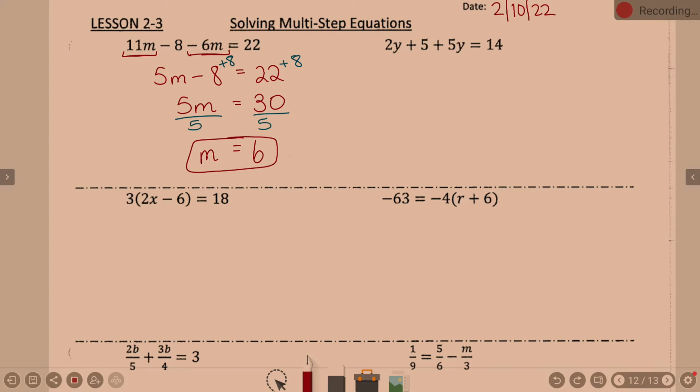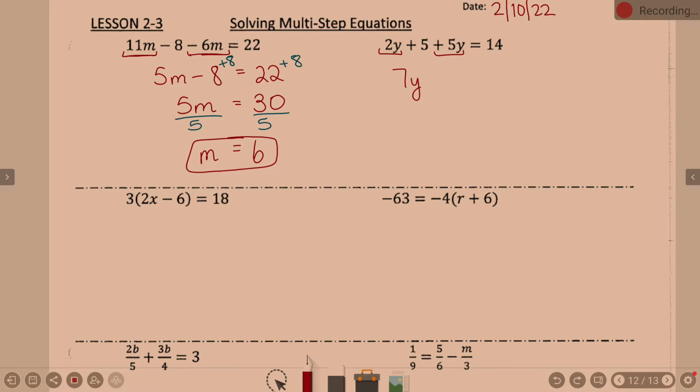Okay. Try this next one. 2y plus 5 plus 5y equals 14. What do you notice? There's 2y and 5y, and specifically those y's are on the same side of the equation, aren't they? So what are we going to do with 2y and 5y? Add them. We're going to add them because it says 2y plus 5y. And it equals 7y.